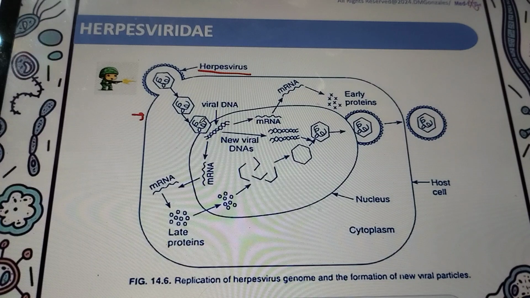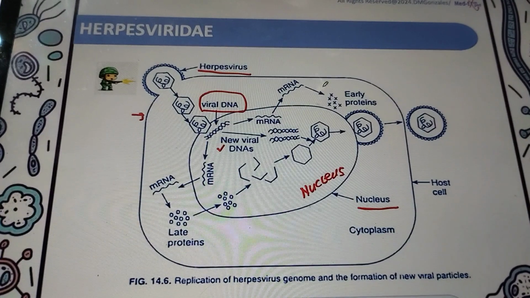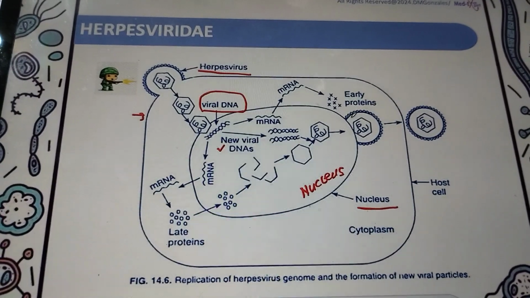Okay, it travels through the cytoplasm and then the nucleocapsid attaches to the nucleus of the host, and then the nucleocapsid opens up and it releases the viral DNA. It is inside the nucleus, wherein the replication takes place. You can see here new viral DNA, and then the mRNA, and then the early proteins. The early proteins are the ones that produce the new envelope.